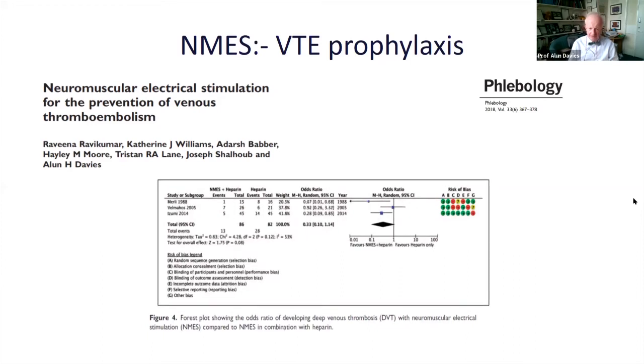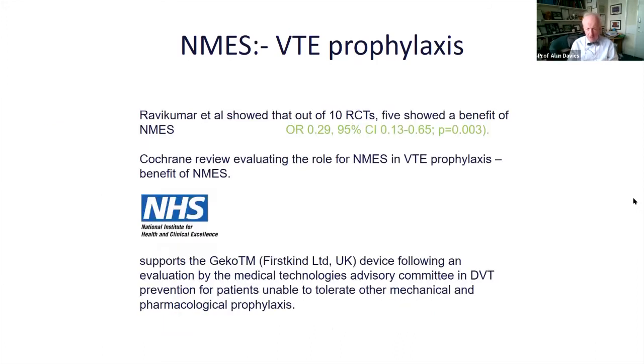If you then look at the studies that are available and you look at the benefit of neuromuscular stimulation plus heparin, both together are undoubtedly better than heparin alone. So it is an area that does undoubtedly need further evaluation. But to summarize, the Cochrane review has shown quite clearly that there are benefits of using neuromuscular stimulation.